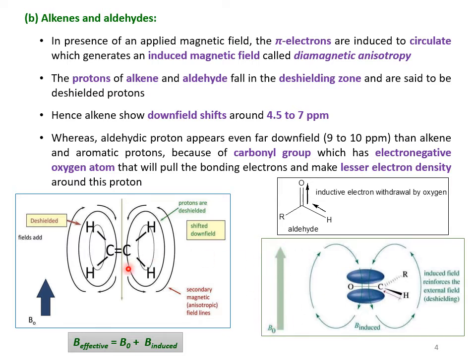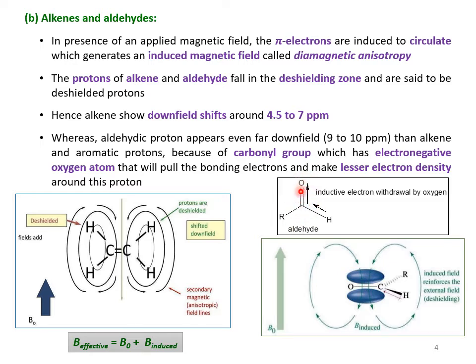Because of this, the protons of alkene and the proton of aldehyde show resonance at higher delta values. However, the delta value of aldehyde is even more downfield than the protons of the alkene and aromatic protons. This is due to the inductive effect of the carbonyl oxygen. We know that aldehyde has a carbonyl group.